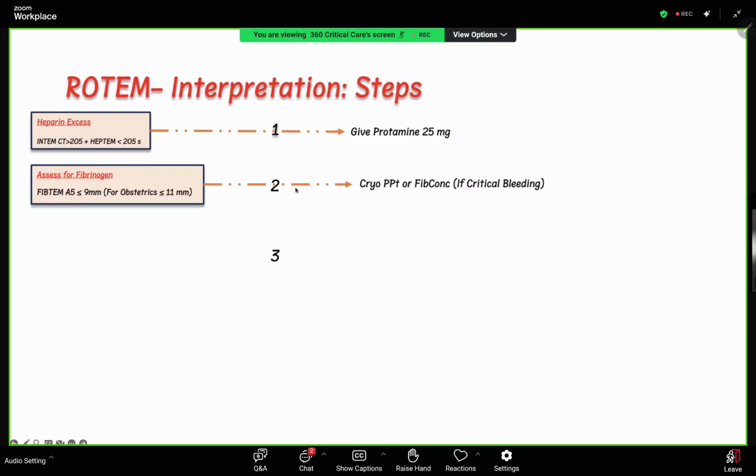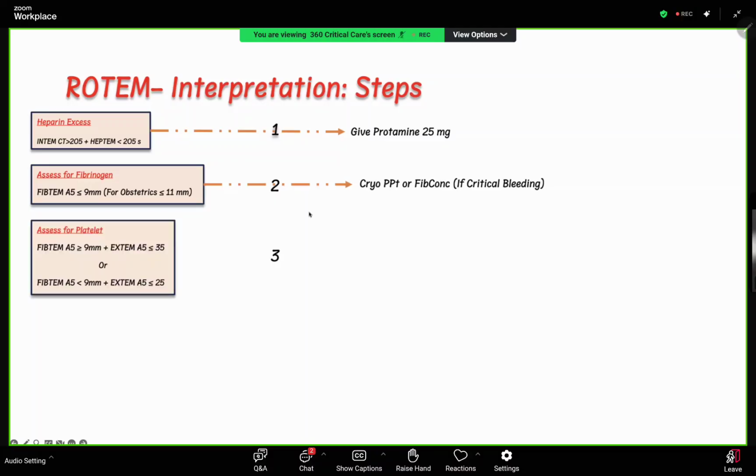So this is the first step you have to do. First step is the assessment of fibrinogen, or first if the patient is on heparin, you have to rule it out. And the next step is the assessment of the fibrinogen. Then the next step is looking at platelet function. As I said, platelet function is assessed in two different channels. One is FIBTEM, the other one is EXTEM.